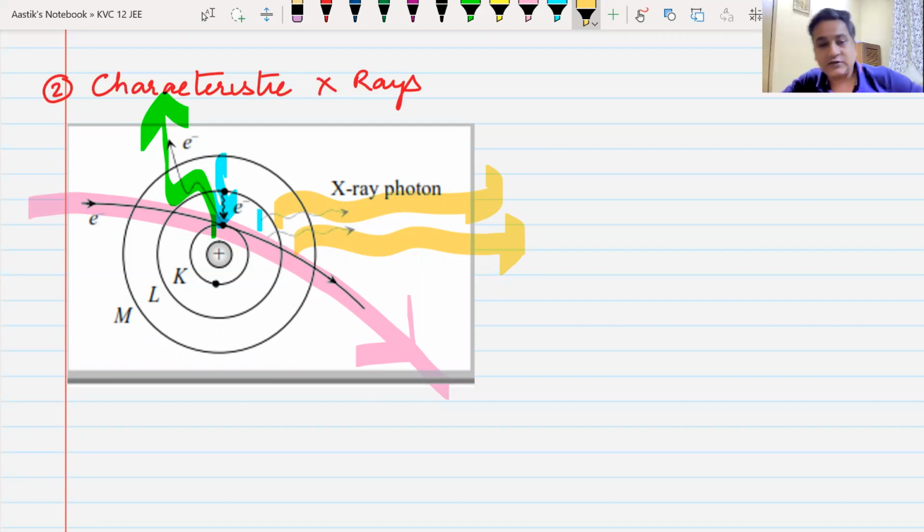Do we understand this, or has this gone above your head? How are these X-rays produced? Do we understand this? Yes, sir.